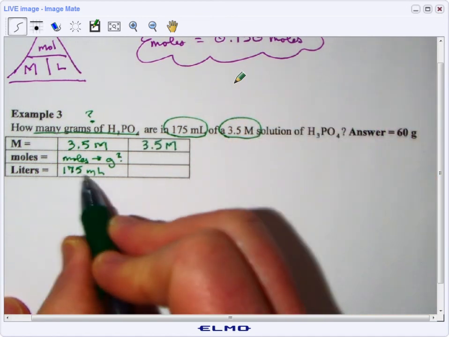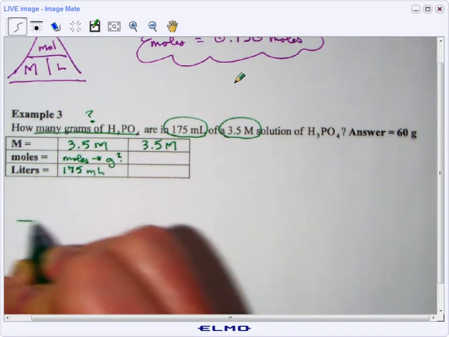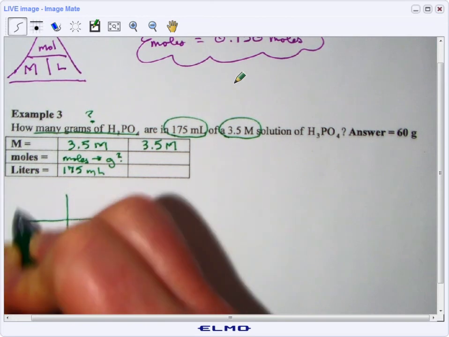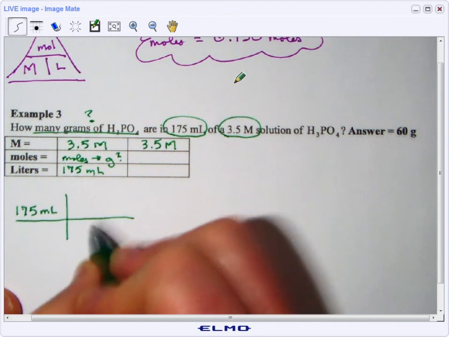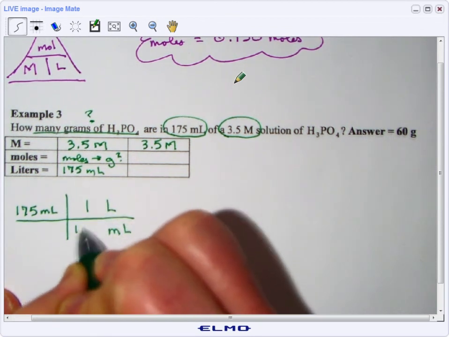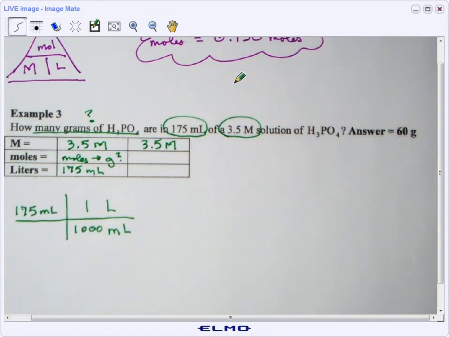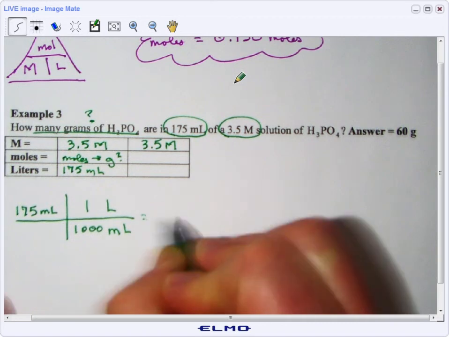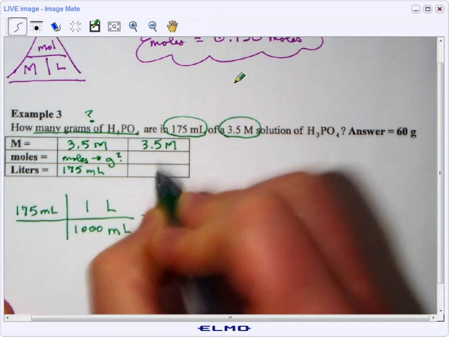Let's go ahead and do the easy one. Let's find our liters. 175 milliliters. We want to find liters, so milliliters are on the bottom. 1 liter is 1,000 milliliters. You ought to just memorize that because we're going to use it off and on throughout the rest of the year. It's just one of those simple things. So this becomes 0.175. Good. So I'm going to write that in here.